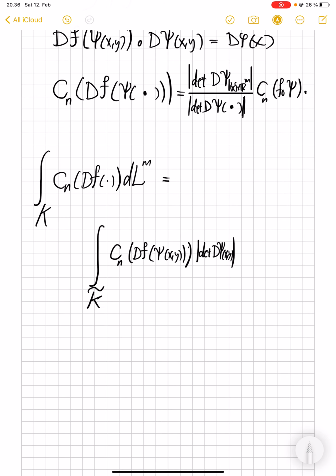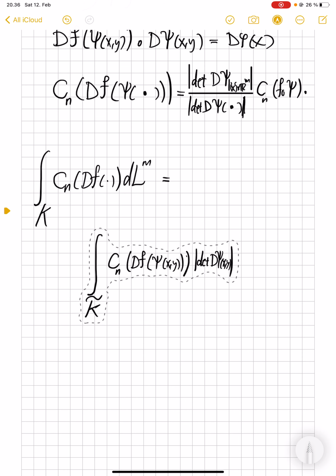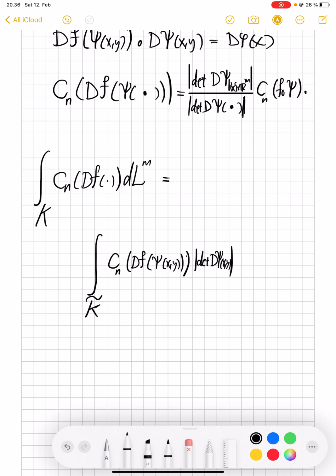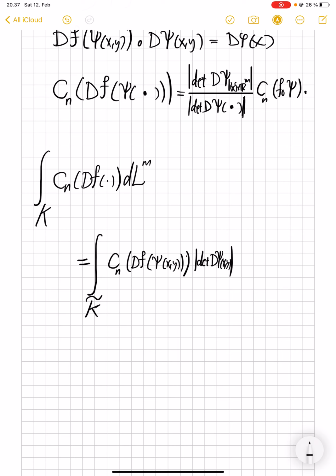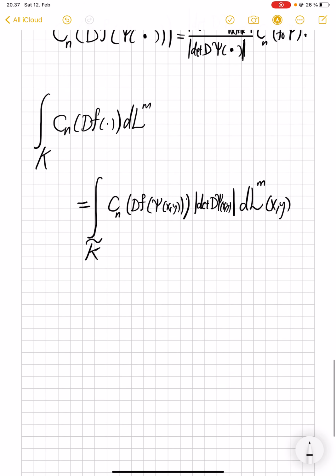So I'm doing a u substitution, a big one, to transfer an integration over K to this. So this will be the determinant of that, d lambda m of xy. My R^m is now, the variables I've chosen are xy. I hope this didn't confuse you. Here x is an n-dimensional vector and y is an (m minus n)-dimensional vector, so that they add up to m variables. So this is just a u substitution of integrals.